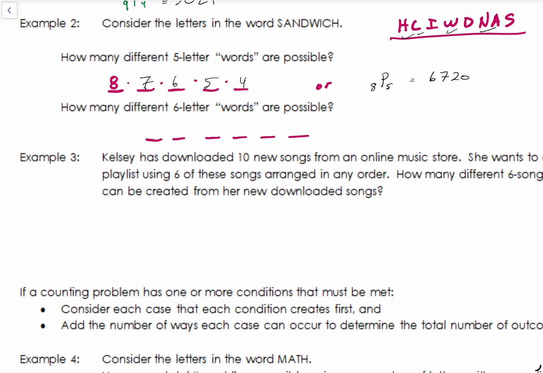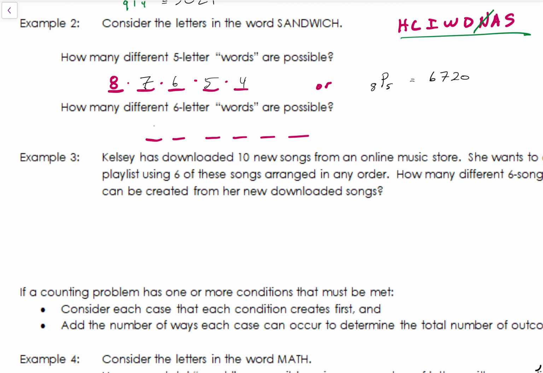Okay, so now I'm going to go to the next example. How many different 6-letter words? Well, here there are 6 different decisions. I have to put what letter comes first, second, third, fourth, fifth, and sixth. And if I take a look, how many options are available if I have 8 letters?